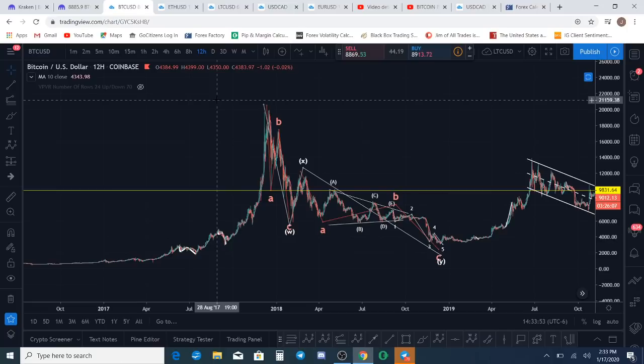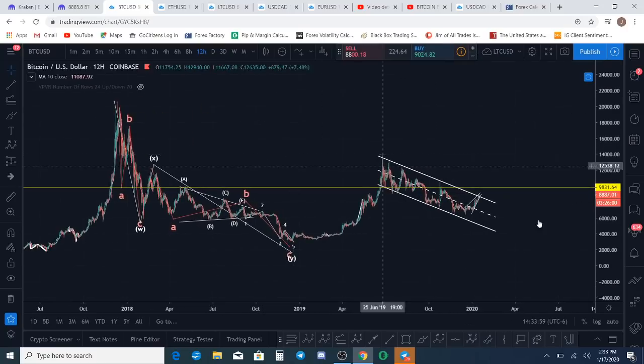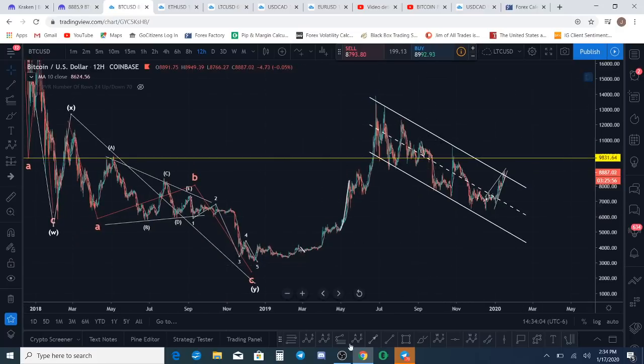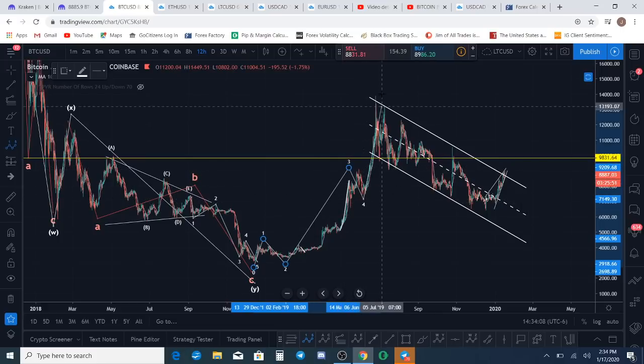Now it's easy to go back after the wave is done and see all the 5s and 3s, but they're there, right? So then what we had following that is a 5-wave impulse, and that's pretty easy to see as well. When we count this, we got a 1, 2, got a 3, 4, and a 5.